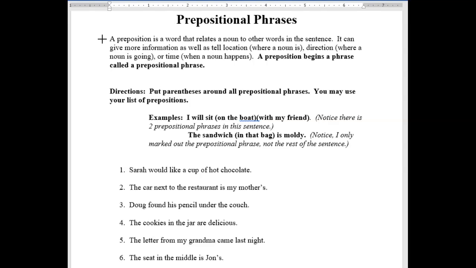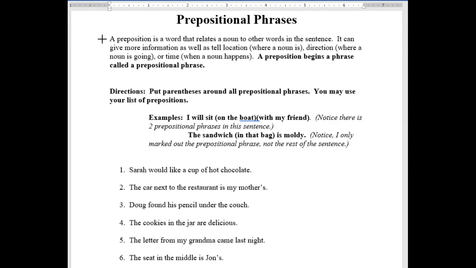A preposition is a word that relates a noun to other words in the sentence. It can give information as well as tell location, direction, or time. So it can tell us where the noun is. Is it on the table? Is it under the table? It can tell us direction, where a noun is going. Is the ball going toward the player in the field, or is it up in the air? And it can tell us a time when a noun happens.